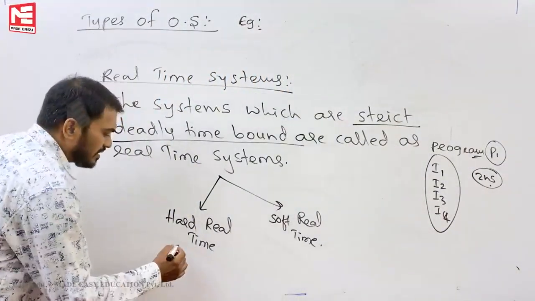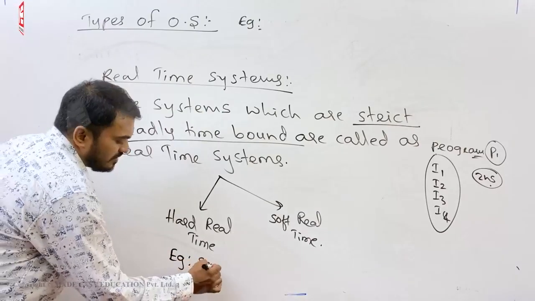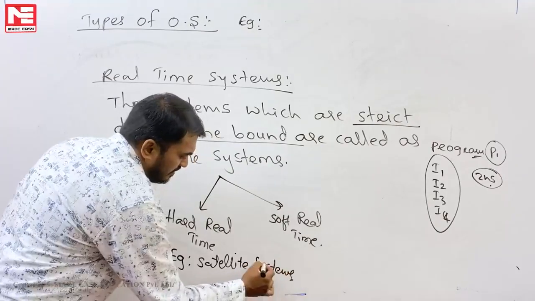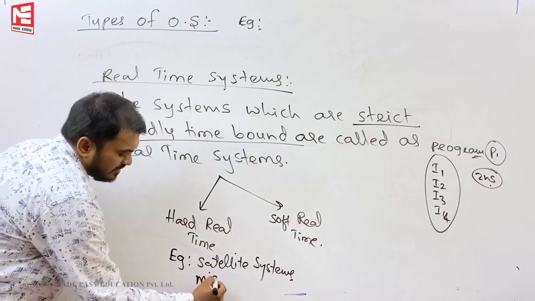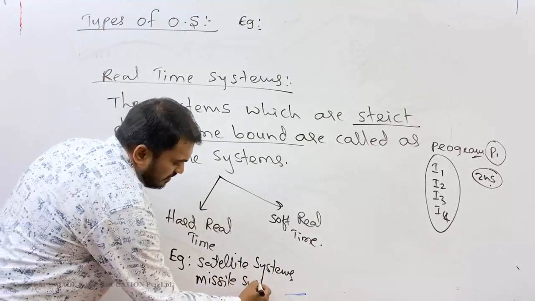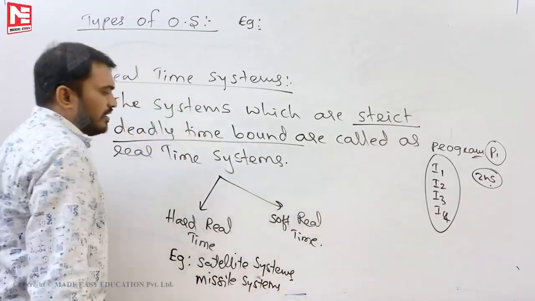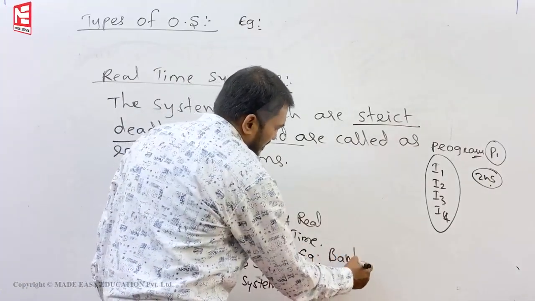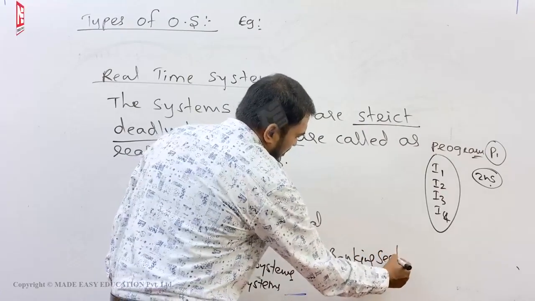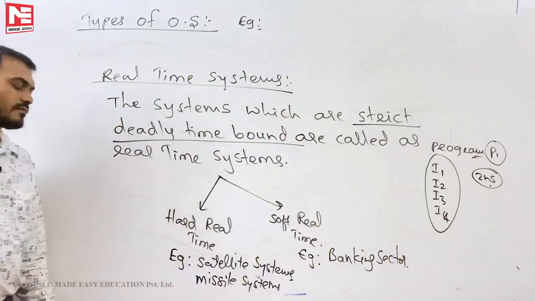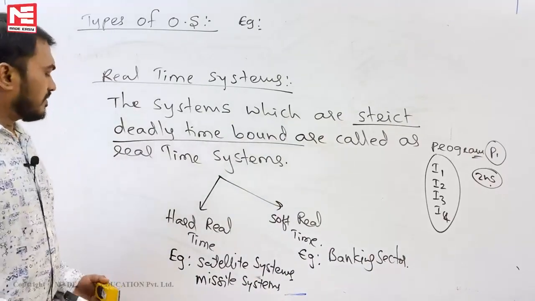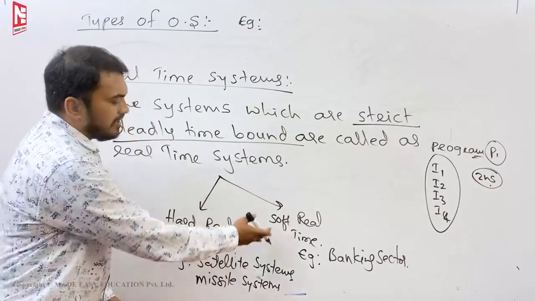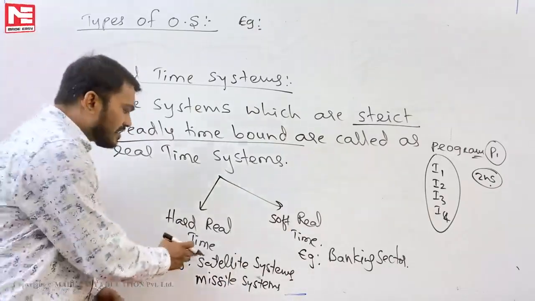Example, just note down. Example for hard real time, let's say satellite systems, and next missile systems. And next soft real time example will be, you can say, banking sector. Make a note of this. So hard real time is the satellite systems and missile systems, and next soft real time is the banking sector.